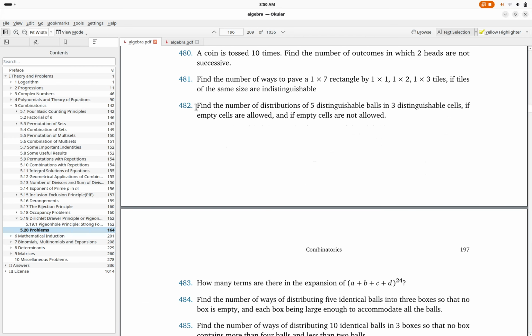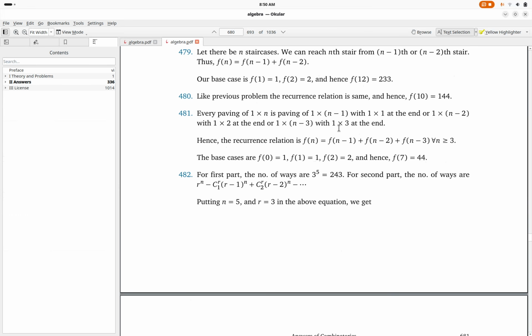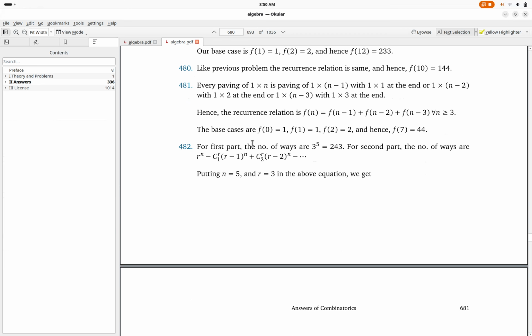Question 482 says: find the number of distributions of 5 distinguishable balls in 3 distinguishable cells if empty cells are allowed and if empty cells are not allowed. For the first part, the number of ways is 3 to the power 5, that is 243.